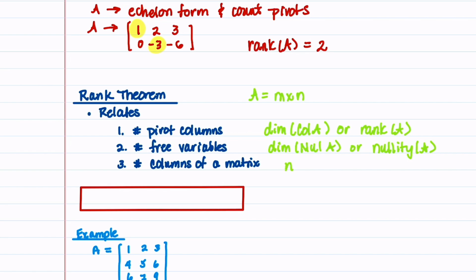Our rank theorem then looks like this. The number of pivot columns of A plus the number of free variables in A has to equal the number of columns in the matrix. We write this as rank A plus nullity A is equal to n.